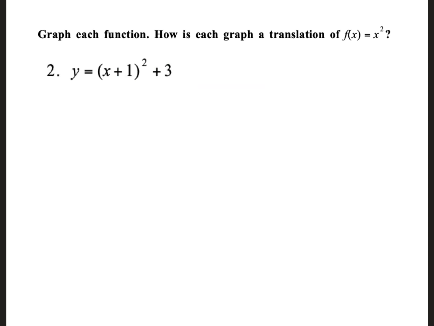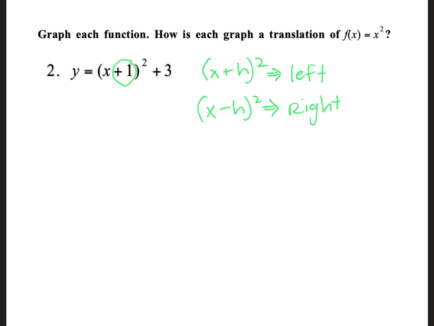For our next one, we're graphing each function, same thing. Remember your number on the inside. If you have x plus h squared, that moves it to the left. If you have x minus h squared, that moves it to the right. So for this one, since we have plus 1, that is going to go to the left 1.